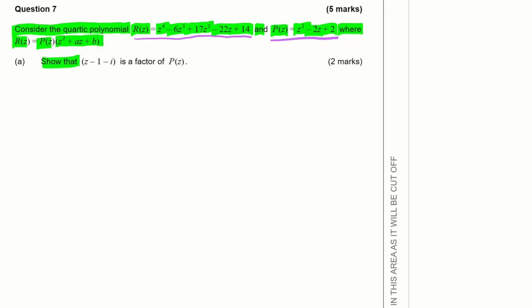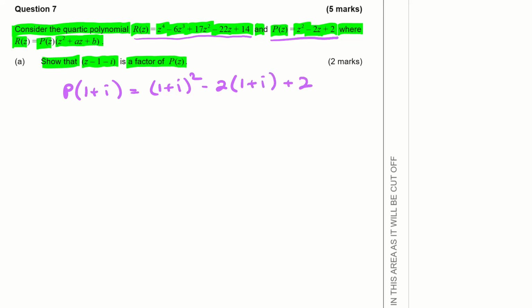We want to show that z minus i minus 1 is a factor of p of z, and we can do that by evaluating p of 1 plus i. So that would give us 1 plus i squared minus twice 1 plus i plus 2. So let's do 1 plus i squared.